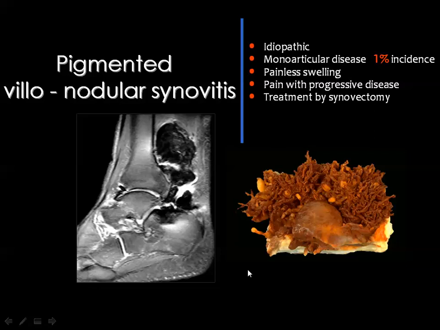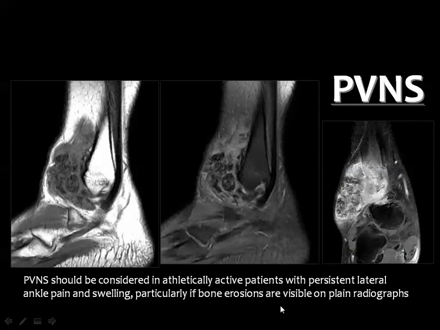And these pigments will produce masses of low signal in the T1 and low signal in the T2 weighted images. But if you inject contrast material, they will enhance after contrast injection. These lesions are treated by removal of the synovium.